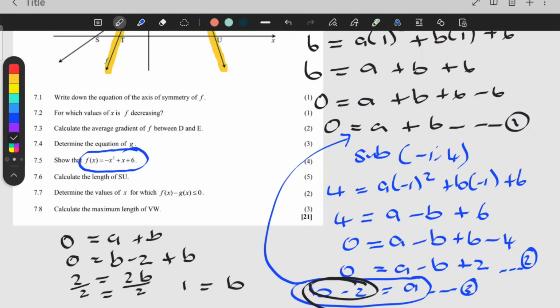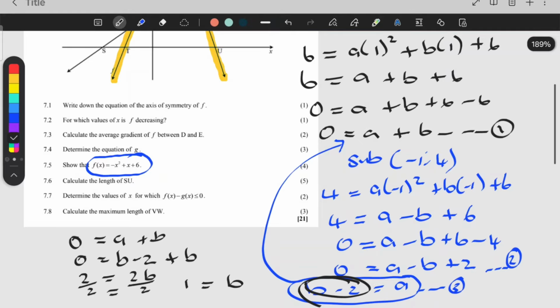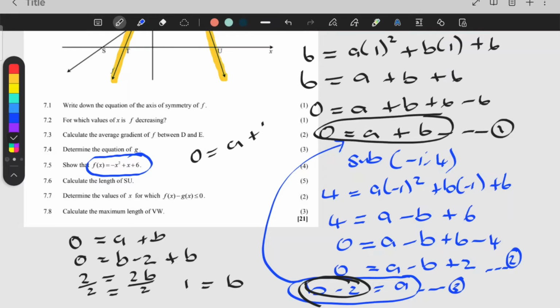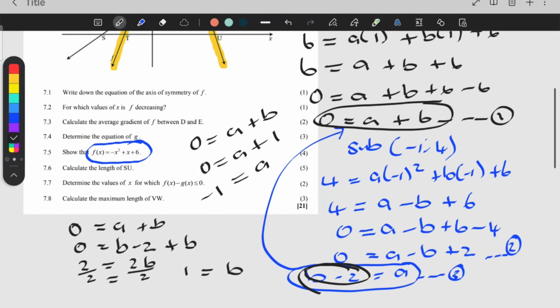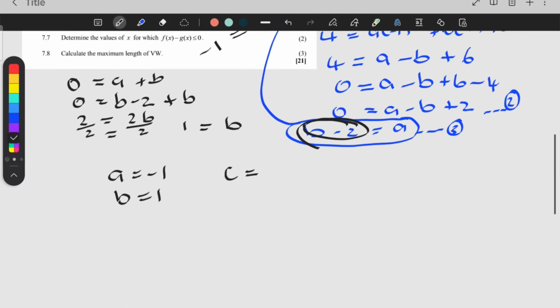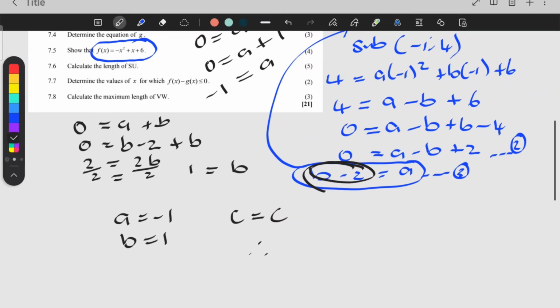Okay. So now b is 1. I'm going to sub b is 1 into this equation over there. So 0 is equal to a plus b. 0 is equal to a plus 1 because b is 1. A is negative 1. So far I have my a to be negative 1. My b was a positive 1 and my c was the 6 that I subbed in at the beginning. That's c.